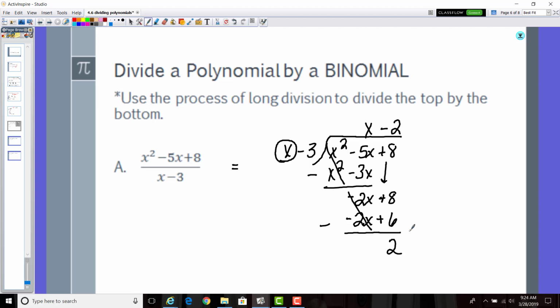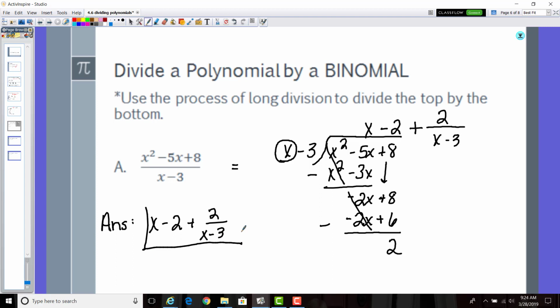We have no other digits to slide down, so that means we have a remainder of 2. That 2 is positive, so since these are polynomials, we are going to add our remainder of 2 as the top of a fraction, and my divisor was x minus 3. So my answer is x minus 2 plus 2 over x minus 3.